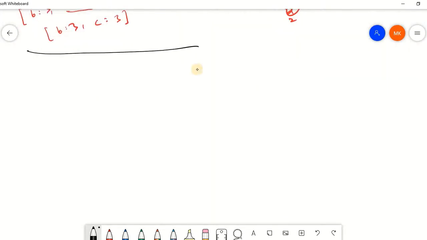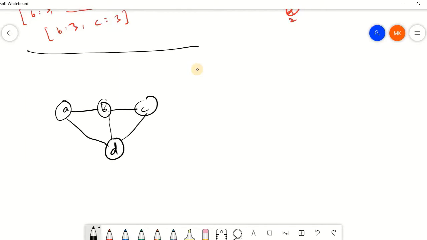So we'll redraw our graph as B, C, D, and the weights are 3, 7, 2, 8, and 1. So now, as we said, we'll have to start with 0 cost for the node A, which is the starting node, and all the others are going to have a cost of infinity.